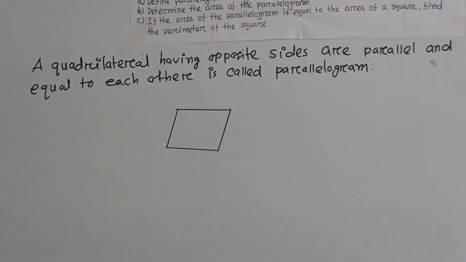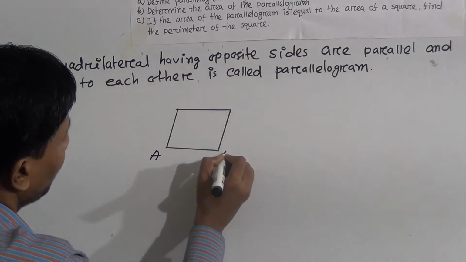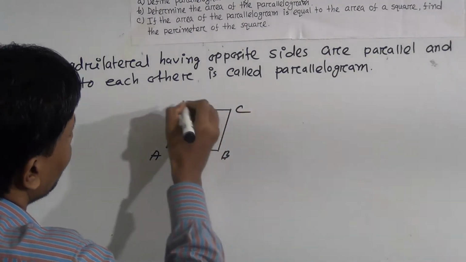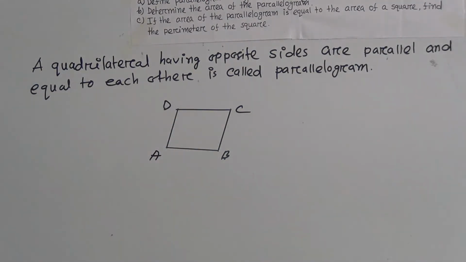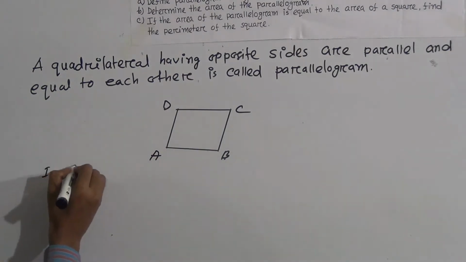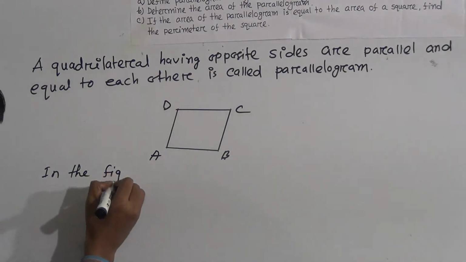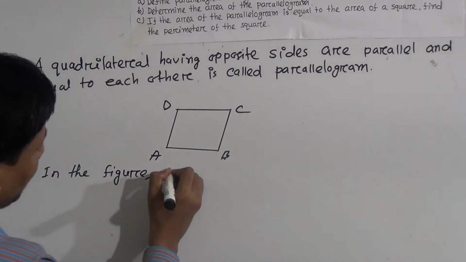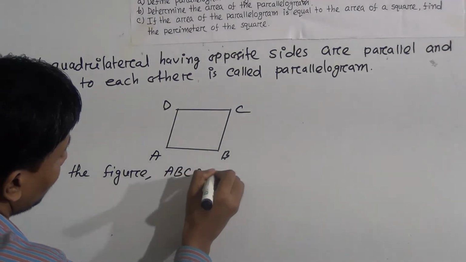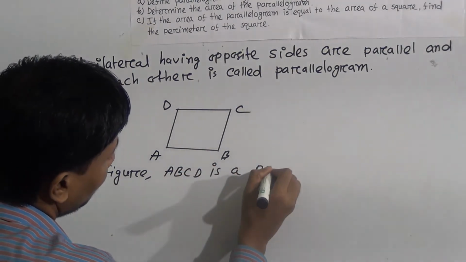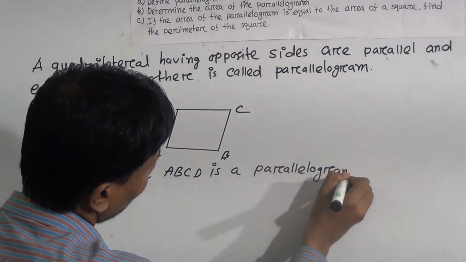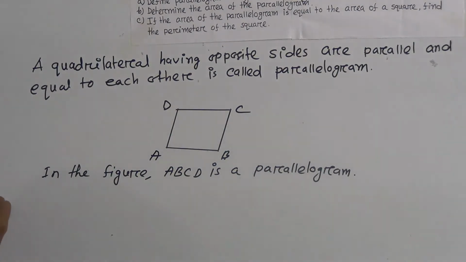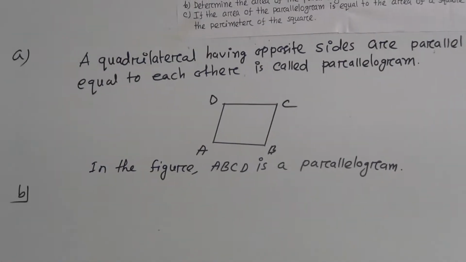Okay, dear student, look, give the names A, B, C and D. In the figure, AB and CD are parallel, and BC and AD are also parallel. Right, in the figure ABCD is a parallelogram. Now B, determine the area of the parallelogram.